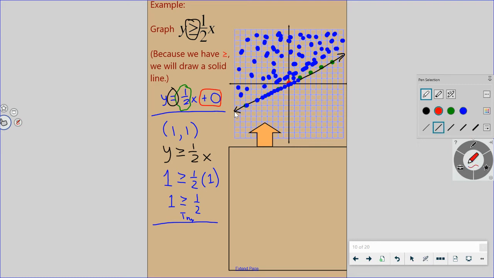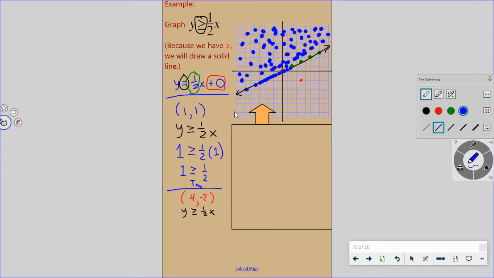But for checking, let's pick a point that is below the line. And again, pick something nice. Don't make it too crazy. Let's pick the point 4, -2. So for the inequality, substitute in -2 for the y value, substitute in 4 for the x value. Half of 4 is 2, true or false? -2 is greater than 2? No. Is it equal to 2? No. So that will verify that the points below the line do not work. You can try any ordered pair below that line, it's not going to work.